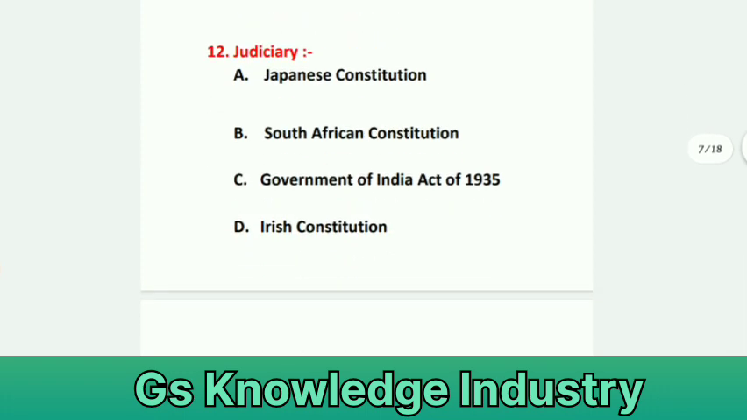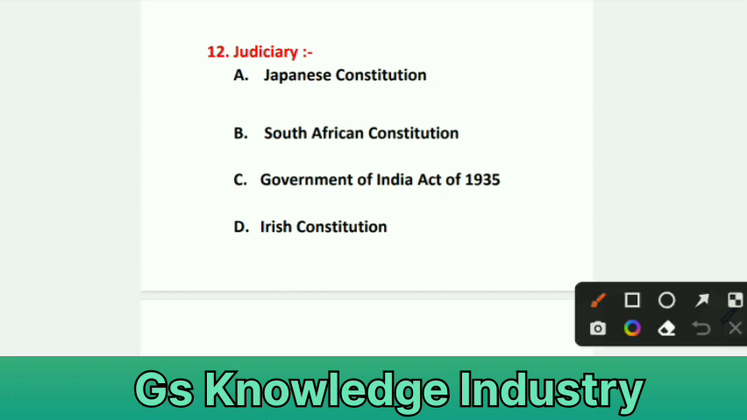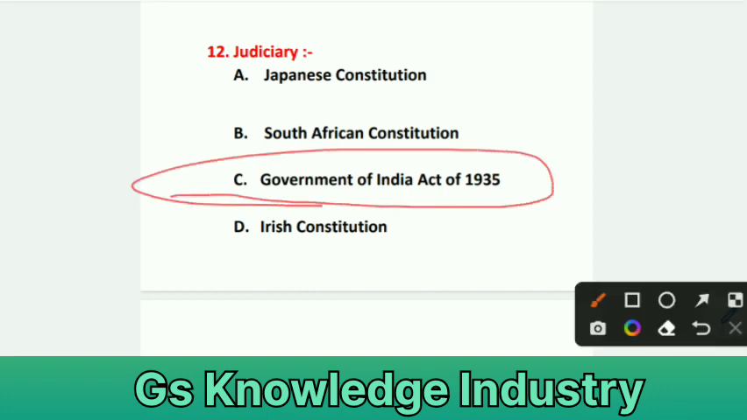12 number question. Judiciary system has come from option A, Japanese Constitution. Option B, South African Constitution. Option C, Government of India Act of 1935. Option D, Irish Constitution. Here the right answer is option C. Option C is the correct answer. Government of India Act of 1935.